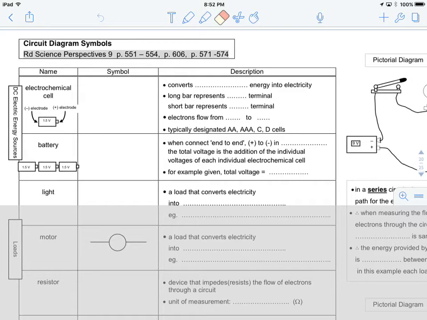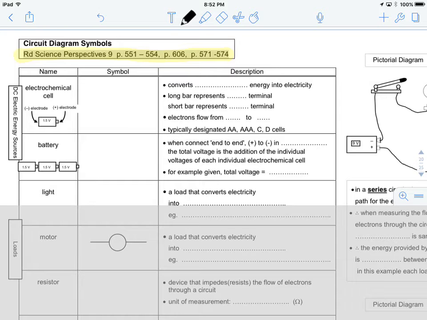Here we have a lesson on circuit symbol diagrams. For your reference, these are mostly all taken out of your textbook. These are the pages where you can find them. And so we're going to go through and talk about different parts or different things that you might see in a circuit, and basically the symbols that we use when we're drawing circuit diagrams.